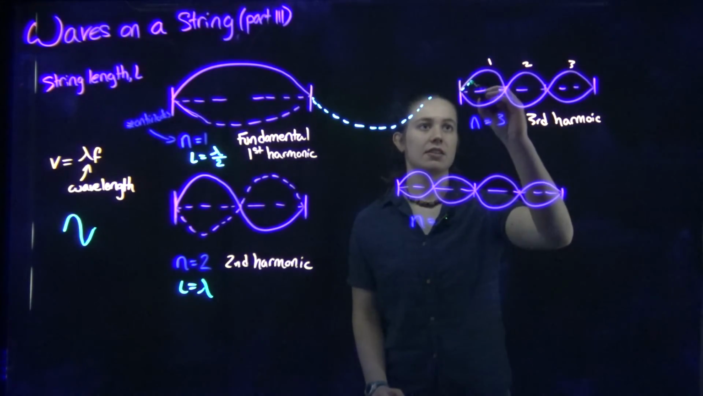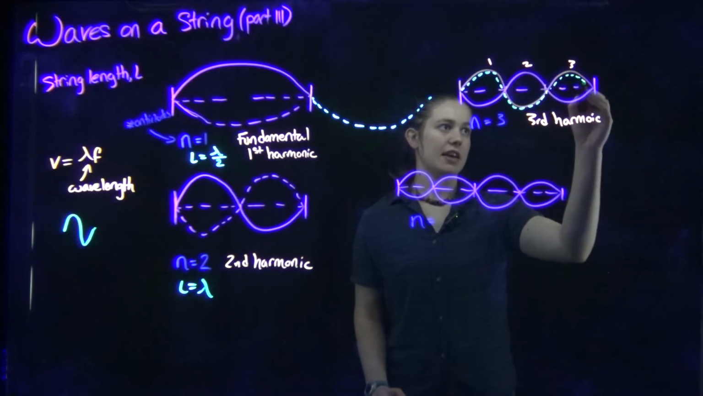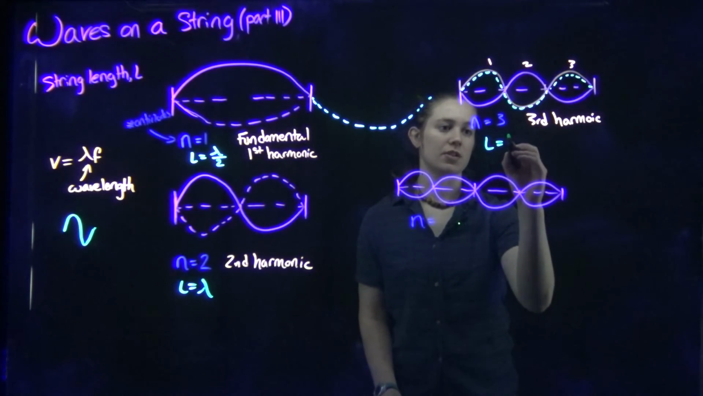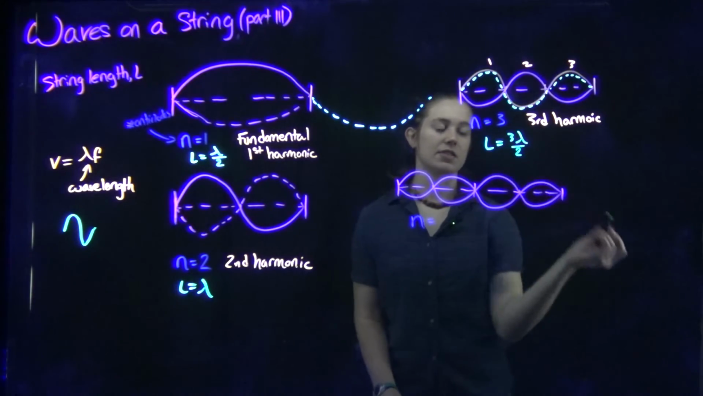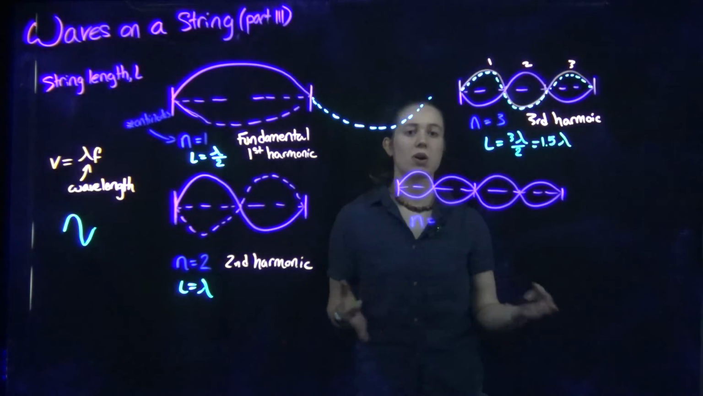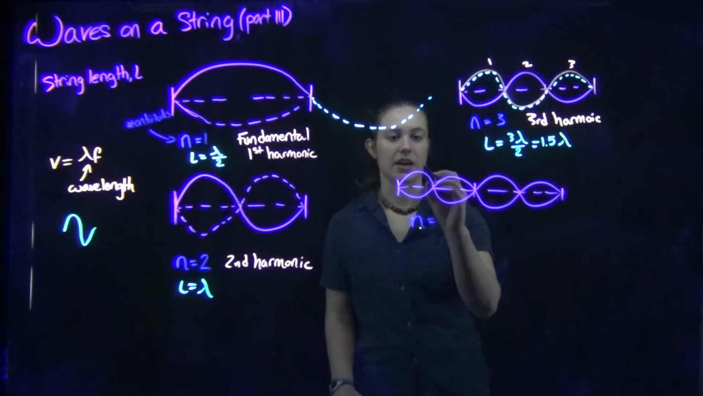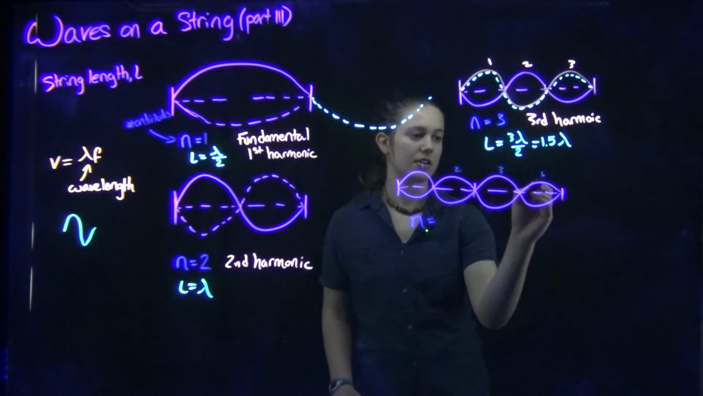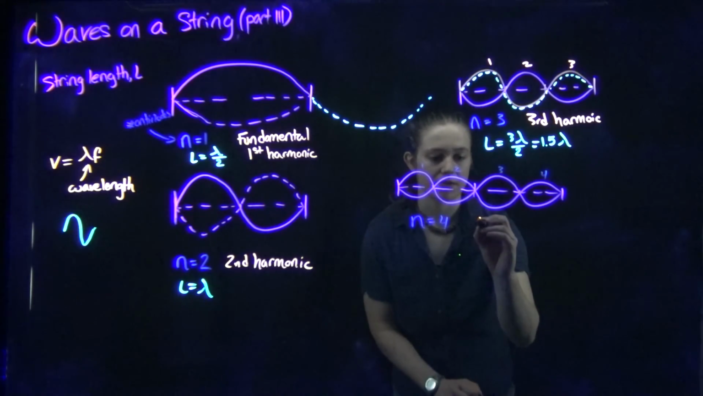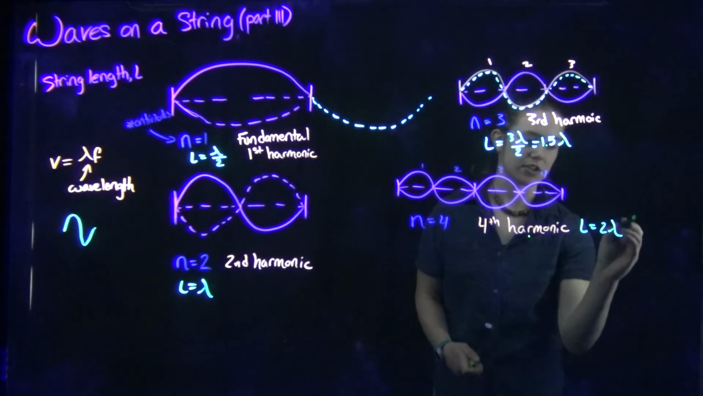For L, we have 1 wavelength and then half of a wavelength. So here, L is equal to 3/2 lambda, or 1.5 lambda. So 1.5 wavelengths are what this length is equal to. We have 1, 2, 3, 4. So this would be our fourth harmonic. And L would be equal to 2 lambda.